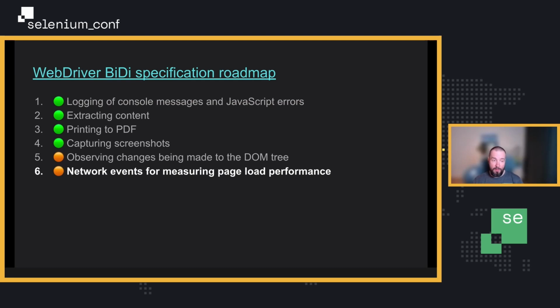Network events. The main usage of it is measuring performance. This scenario sets up handlers for network events and then navigates to a web page, and the timing information from the network events could be used to measure the page load performance by storing it in, for example, an HAR file, whatever.